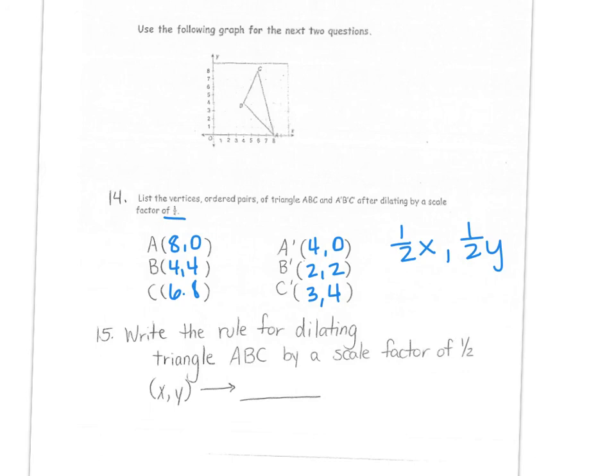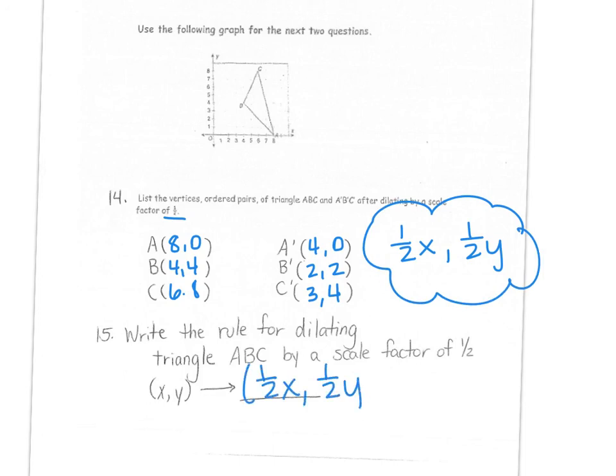Write the rule for dilating. It's what we just said. We're just going to take half of x and half of y if we're dilating by a scale factor of 1/2.